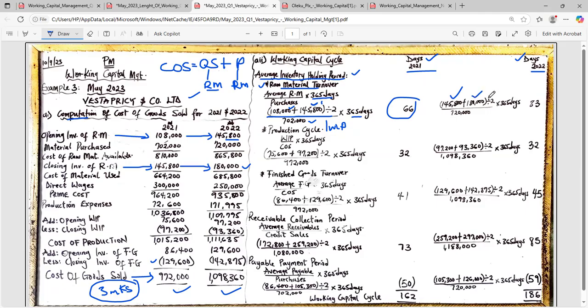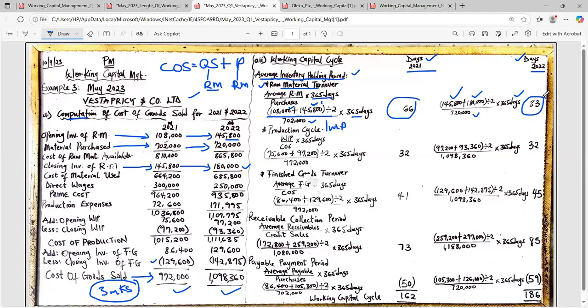Divided by 2 because it is average. Then over purchases of 720,000. Where are your purchases? Look, these purchases, 720,000 for 2022. Then multiply by 365 days. You will get 83 days.